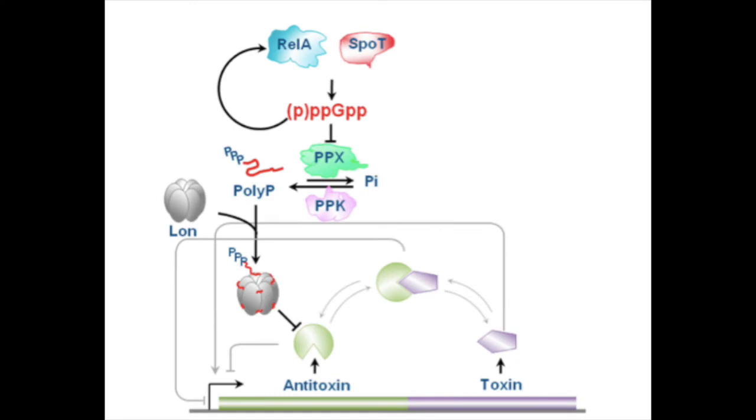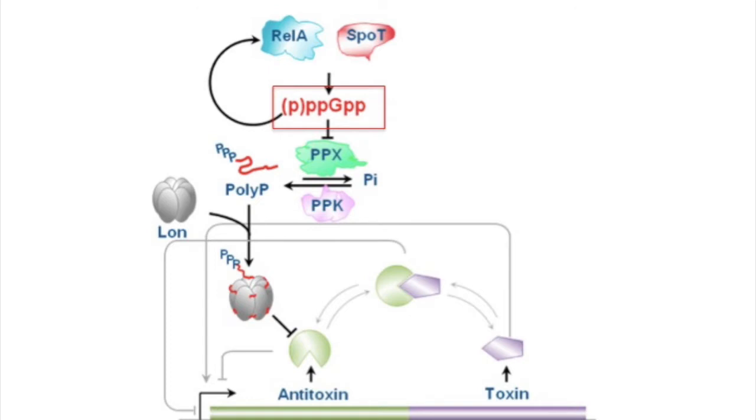The formation of persister cells involves the stringent response and toxin-antitoxin interactions. Activation of toxin-antitoxin systems is mediated by the alarmone guanosine tetra and pentaphosphate, termed ppGpp, shown in red, whose synthesis is catalyzed by the enzymes RelA and SpoT. The alarmone ppGpp is capable of both degrading and acting as a ppGpp synthase.